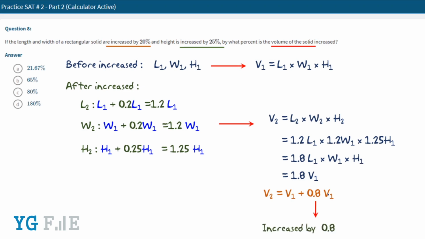And in the options, we need to express it as a percent. So we just need to multiply this by 100. So the volume is increased by 80%. It means that the answer will be C.